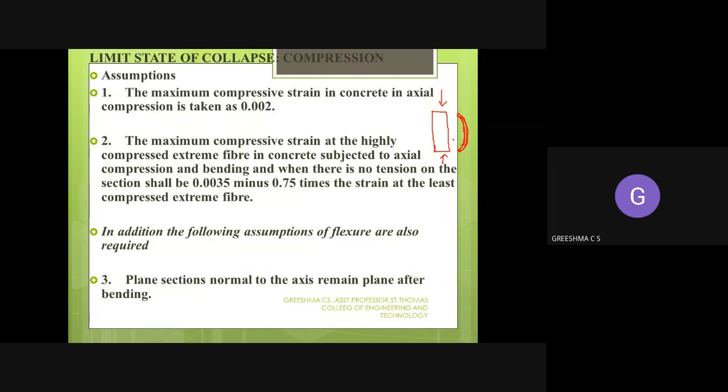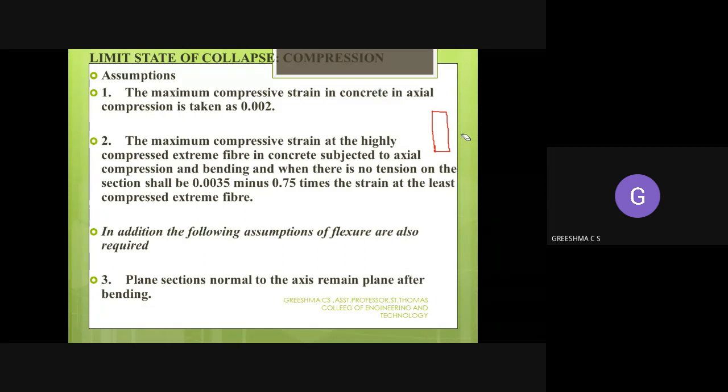Now, after the load has been released, that is, the load that was applied, you are releasing it. So what will happen? The bent shape will regain its initial position, same as elastic behavior.